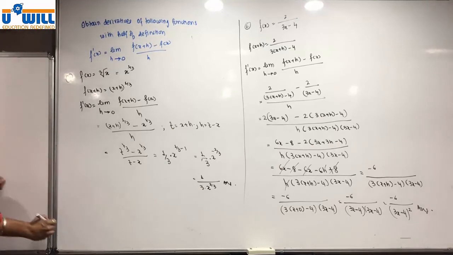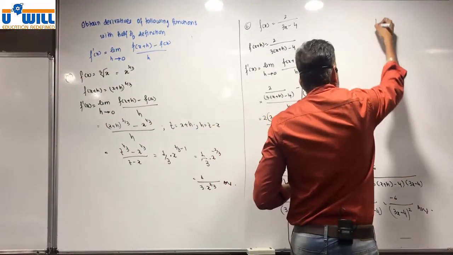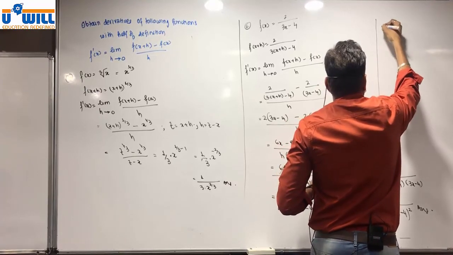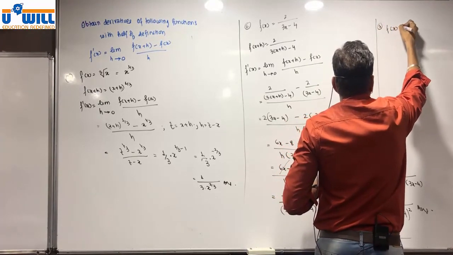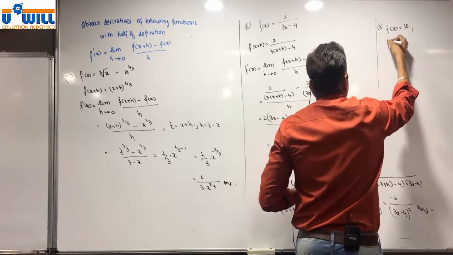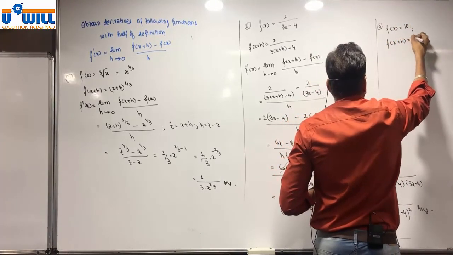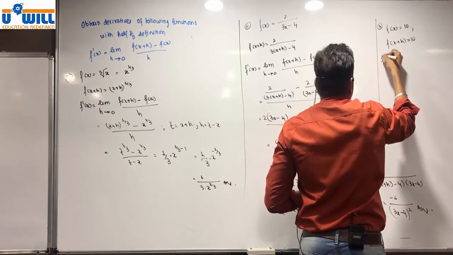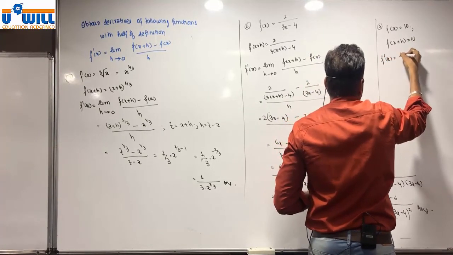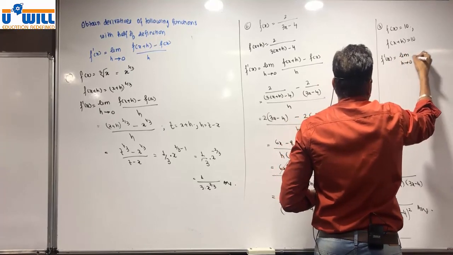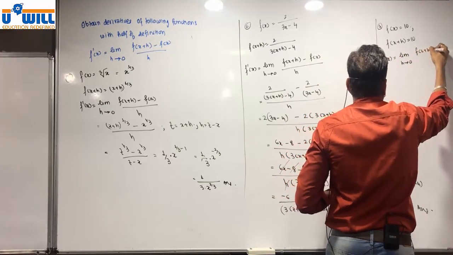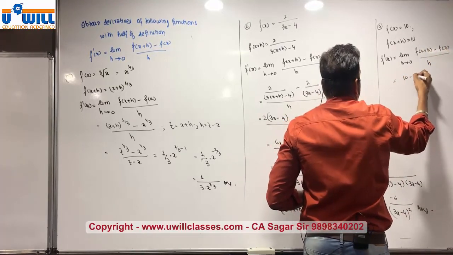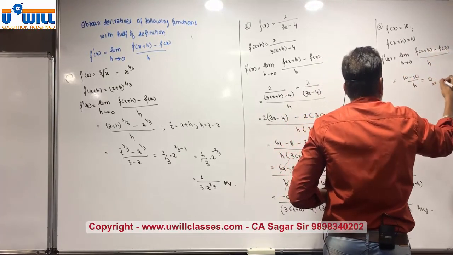Seventh one, ध्यान दो, function of x is equal to 10. So function of x plus h is equal to 10. Constant के derivative of function of x is equal to limit h tends to 0, function x plus h minus function of x upon h is equal to 10 minus 10 upon h, which is equal to 0.